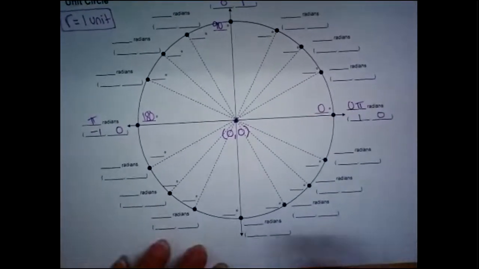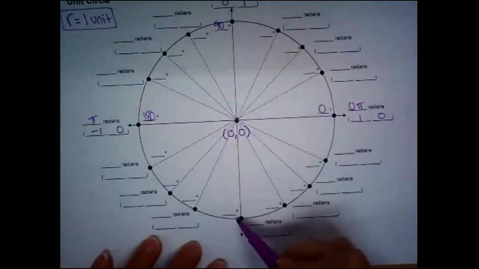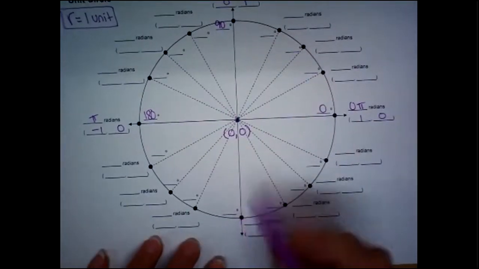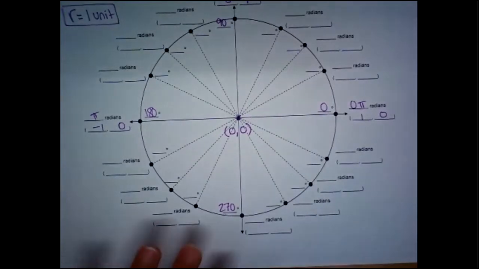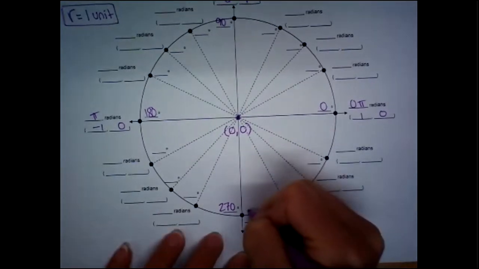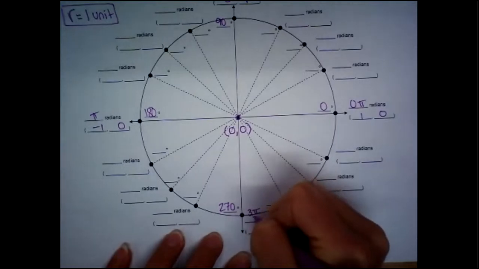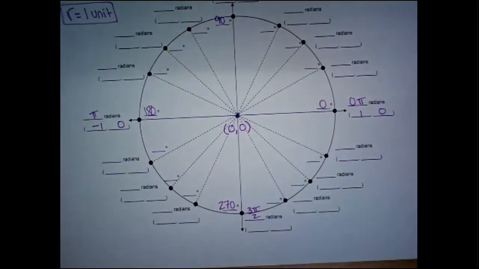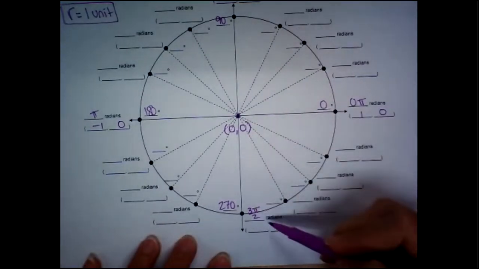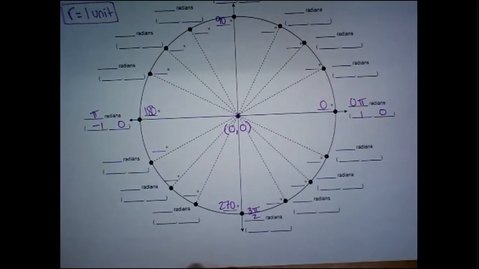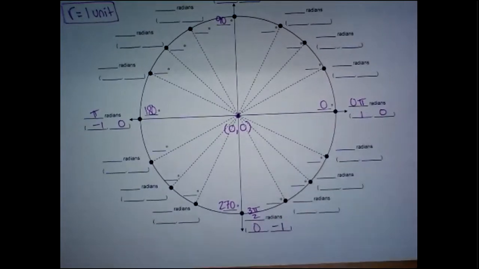Now we're down at the bottom. If you rotate all the way down to here, how many degrees? 270. What was that in radians? 3 pi over 2. Good. 1.5 pi. And again, if this is the origin and we went down 1, what is the coordinate point? You guys know all of that already.